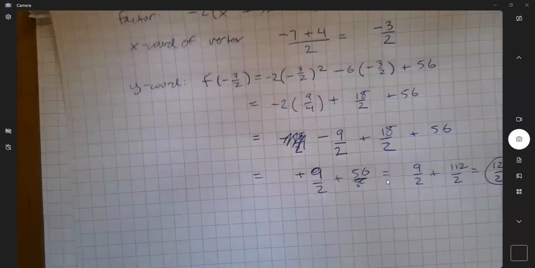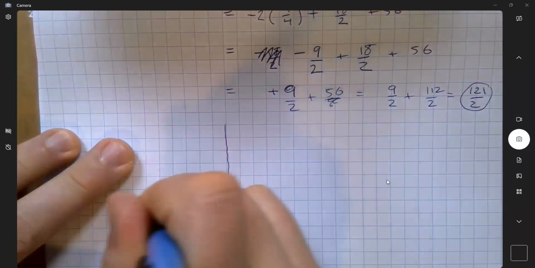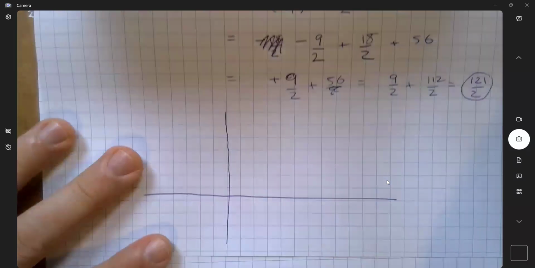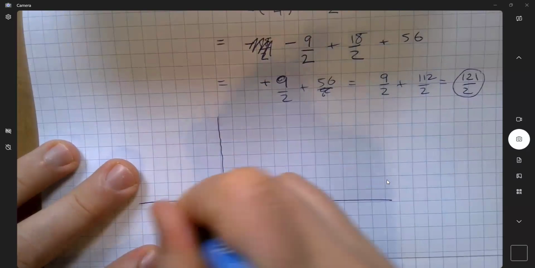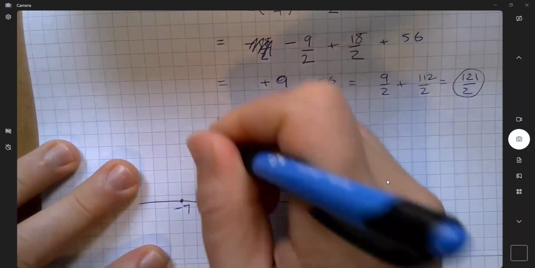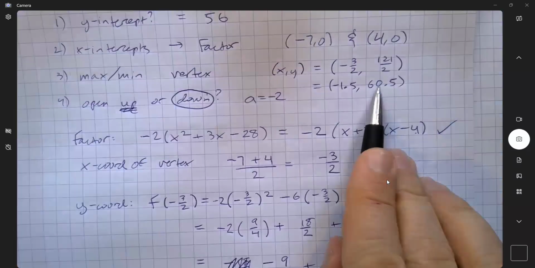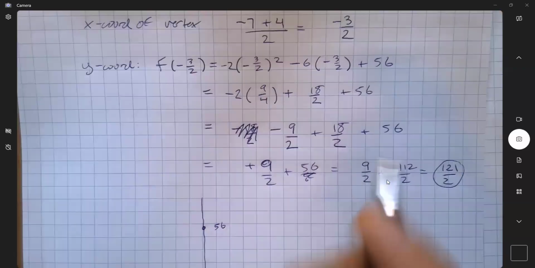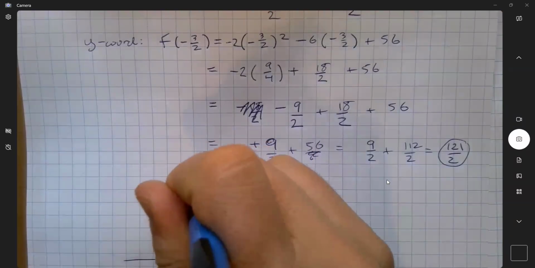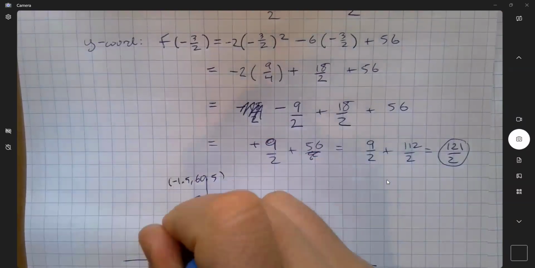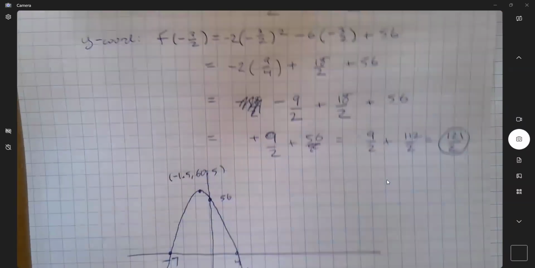And so now I'd be able to sketch a graph with all the important pieces. Even if my scale doesn't make a lot of sense, I have an x-intercept at negative 7 and an x-intercept at positive 4. I have a y-intercept at 56. 60.5 is a little bit bigger than that. So that means this point right here, which is negative 1.5, 60.5, is my vertex, and it should be pretty obvious from the points that this function opens down.